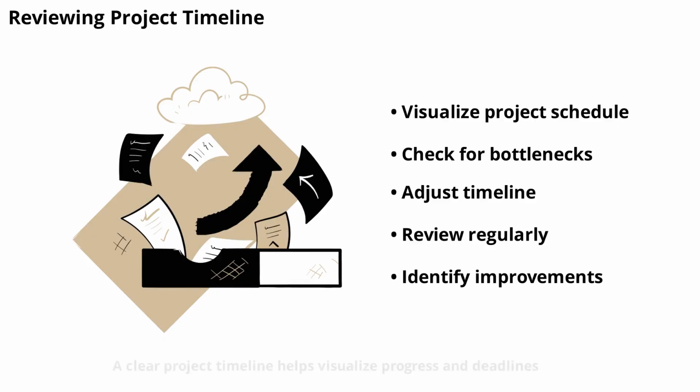A clear project timeline helps visualize progress and deadlines. Use your scheduling software's timeline or Gantt chart features to review the overall schedule. Check for overlapping tasks, bottlenecks, or gaps. Adjust the timeline as needed to reflect changes. Reviewing the timeline regularly ensures your project stays on track and helps identify areas for improvement.